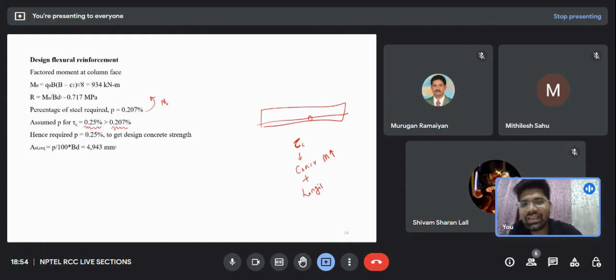So a smarter way is, since the percentage of steel is coming out to be 0.207, I can provide any percentage of steel which is greater than this value. I cannot provide less than this because less than this will lead to failure, but greater than this I can provide. So whatever percentage of steel I assumed previously, I am providing that percentage of steel. I hope you are able to get this.